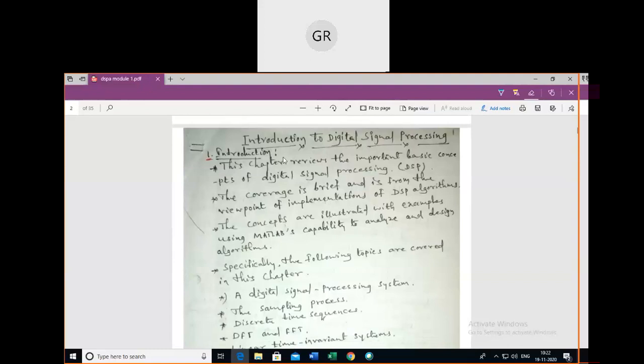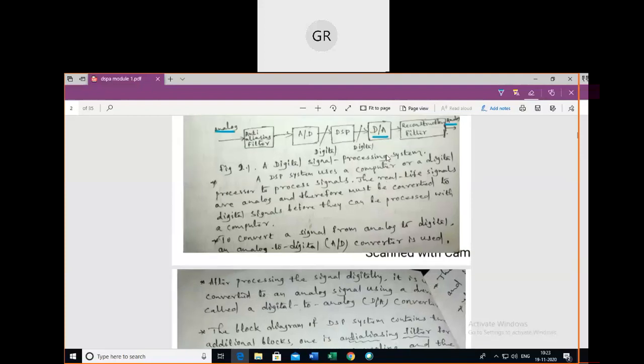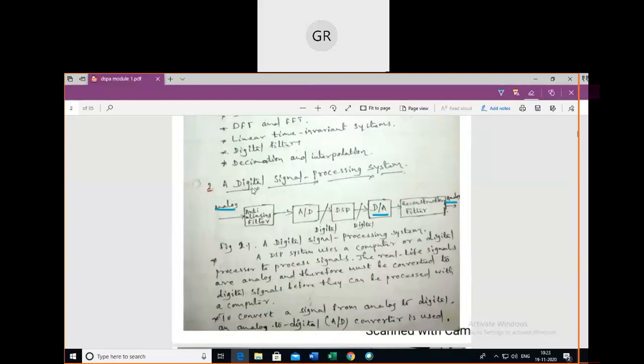Here we will first discuss Module 1, Introduction to digital signal processing. The first topic is the digital signal processing system. This is the block diagram of digital signal processing, which consists of an anti-aliasing filter, analog to digital converter, DSP processor, digital to analog converter, and reconstruction filter. This is the output, and this one is input.